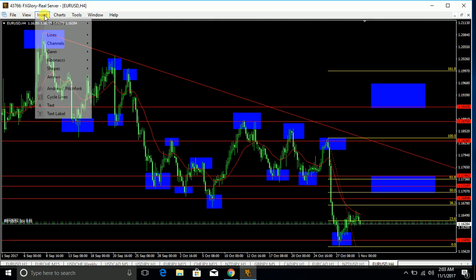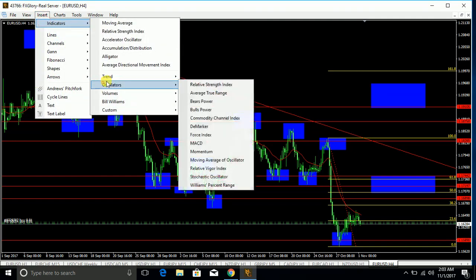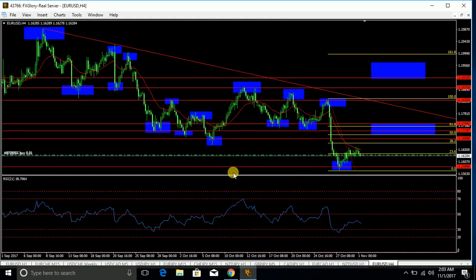You can also use an oscillator known as the RSI, which measures trend momentum. Up in here in the 80 and 70 zone, you're looking to sell. The 30 and 20, you're looking to buy. This is a good indicator to help you indicate swing highs and swing lows when in trend.